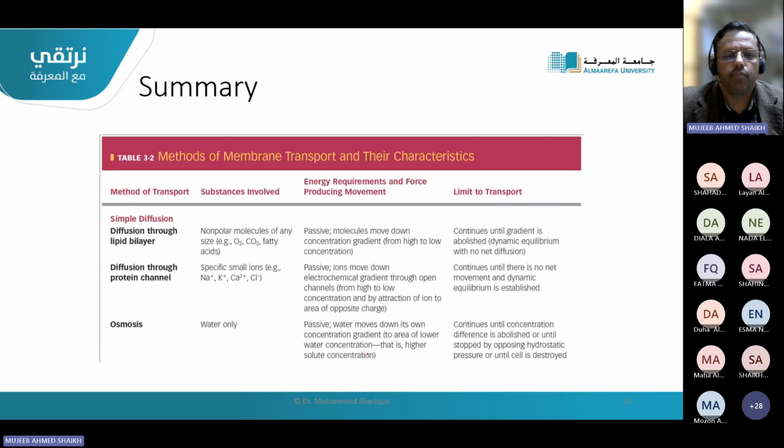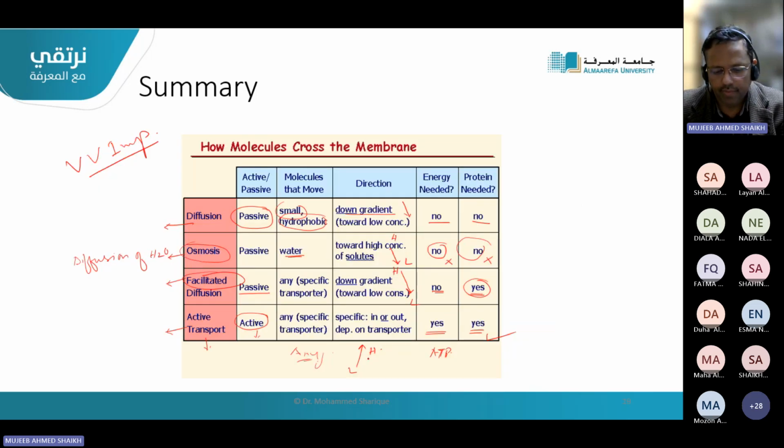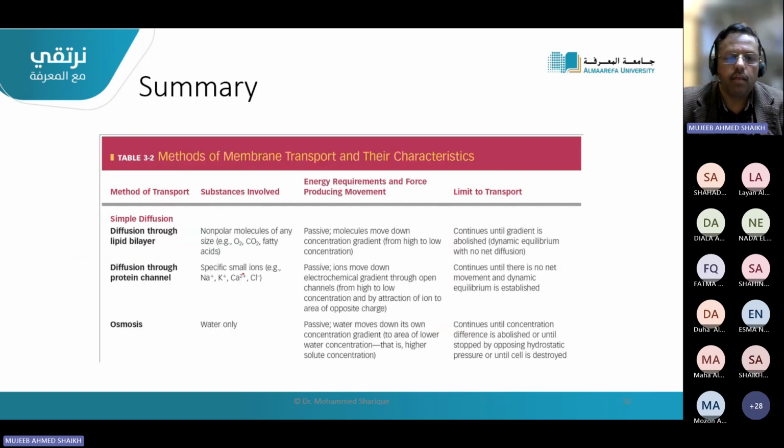So this is the summary taken from the book. Here you will see examples. An example of diffusion is diffusion of gases: oxygen, carbon dioxide, fatty acids. It is a passive process and transport continues until equilibrium is reached. Until what time? When both sides become equal.